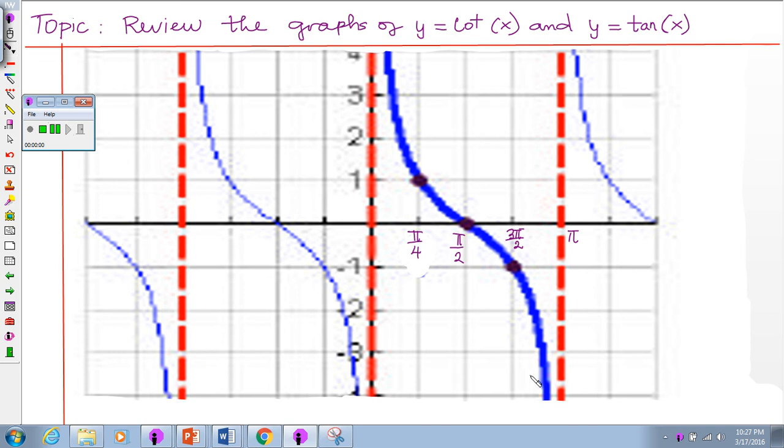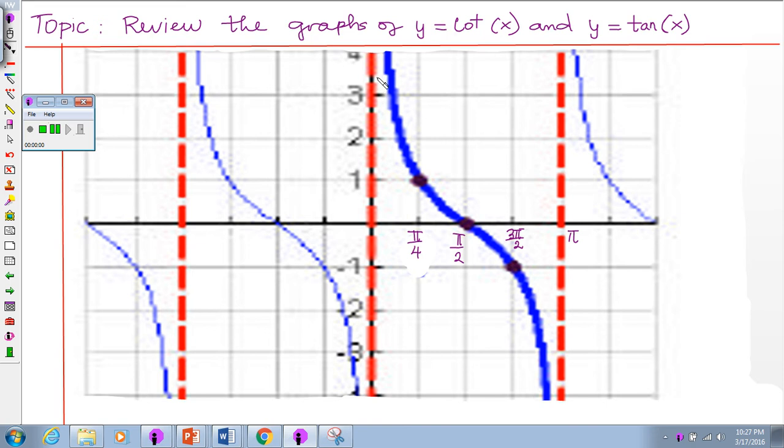Hello, my pre-calculus student. In this video, we are going to review the graphs of the cotangent and tangent functions. These are the parent functions of cotangent and tangent. They are very basic functions. So let's start with the first graph.